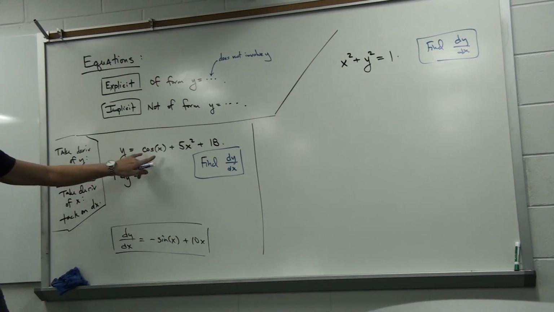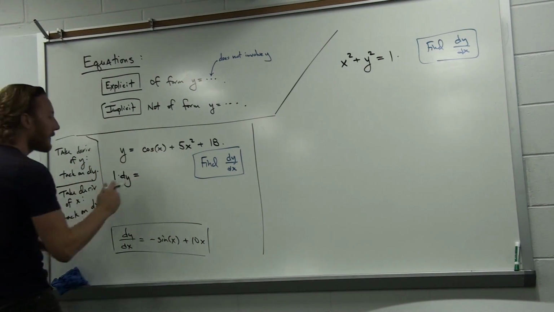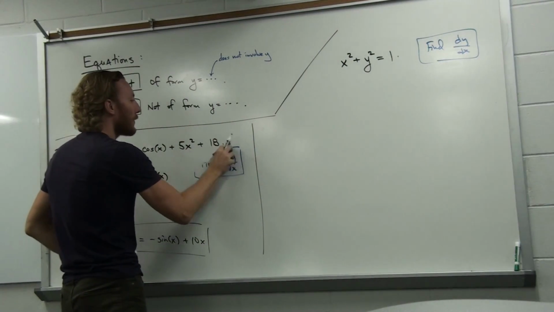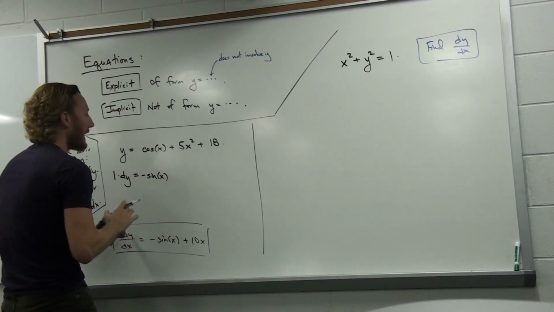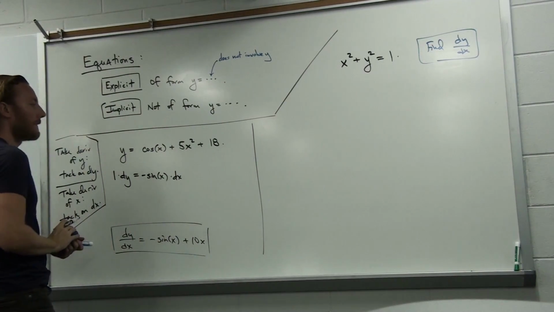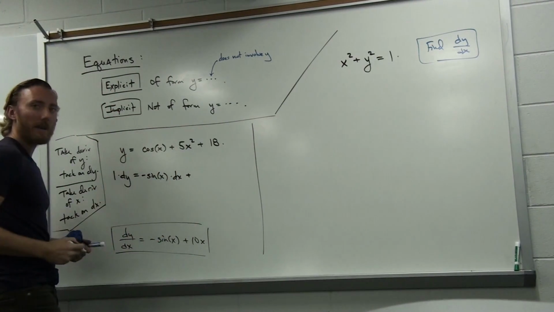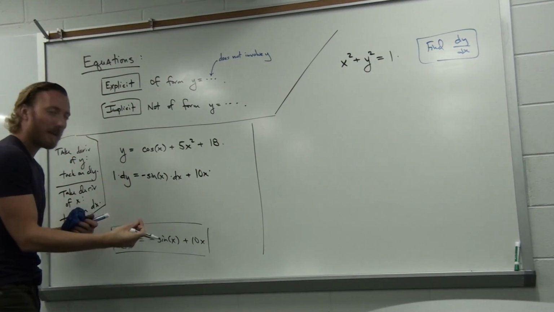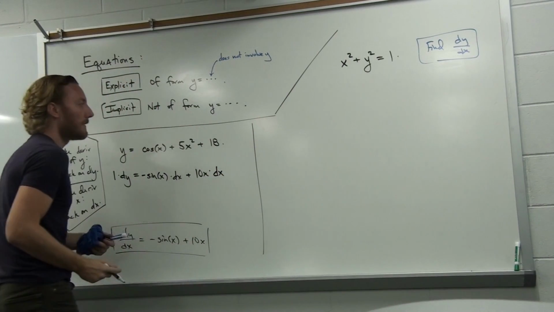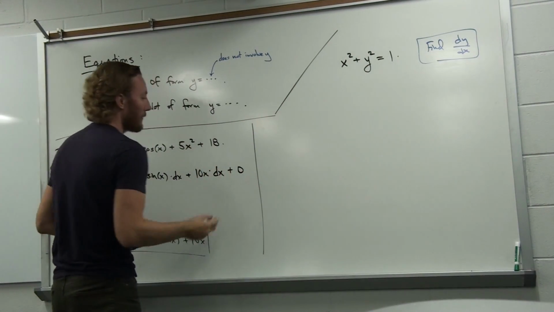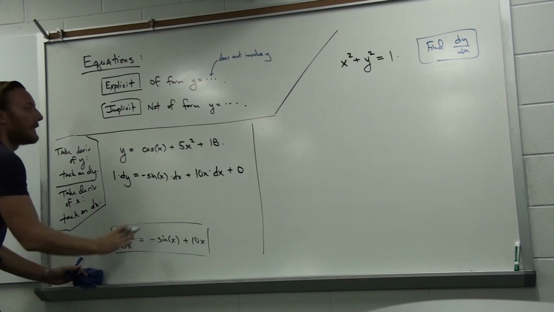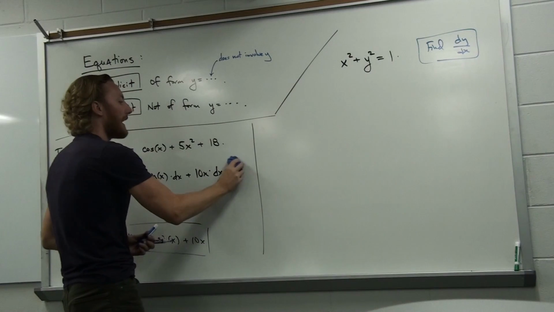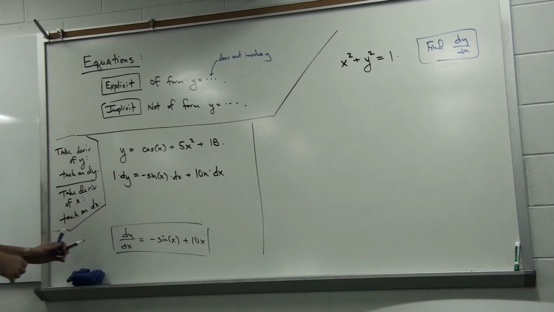What about on the other side? Take the derivative of cosine x. The derivative of cosine x is negative sine x. But since I've taken a derivative with respect to x, I'm going to tack on a dx. Next, take the derivative of 5x squared, that's 10x. But since I've taken the derivative of something involving x, I'm going to tack on a dx. Take the derivative of 18, that's 0. Well, that doesn't involve an x or a y, so let's just call that 0. And in fact, when you add 0 to something, that has ultimately no effect. So the 18 just drops off.